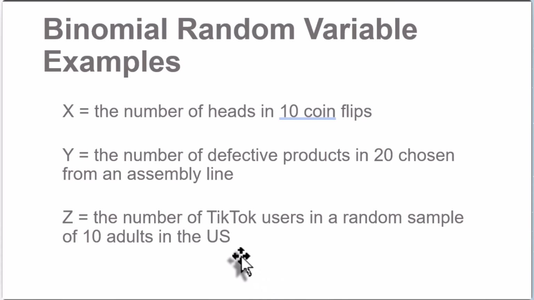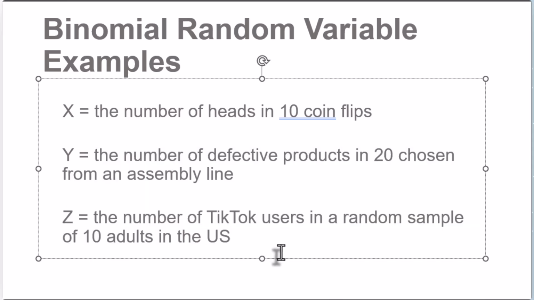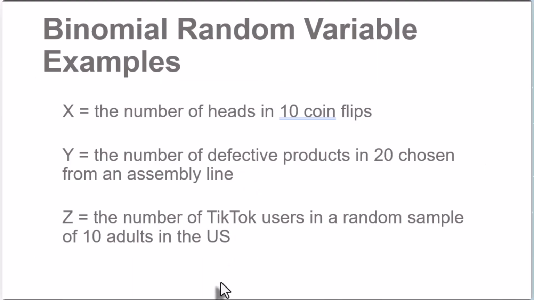Now, the criterion of independence does require that in the second and third examples here, when we're selecting these 20 parts off of the assembly line or selecting the 10 adults from the US, that selection is supposed to be with replacement to guarantee probabilistic independence. That might not always be the case, but as long as we're selecting a small number from a larger population, 10 adults out of all of the adults in the US is a very small proportion, or 20 products from an assembly line. I'm assuming that this assembly line has hundreds or thousands of products coming out.